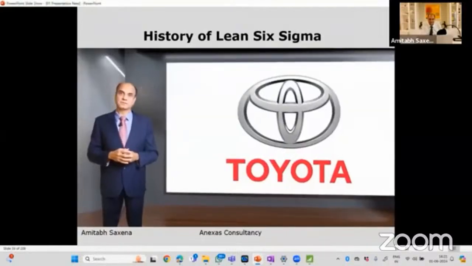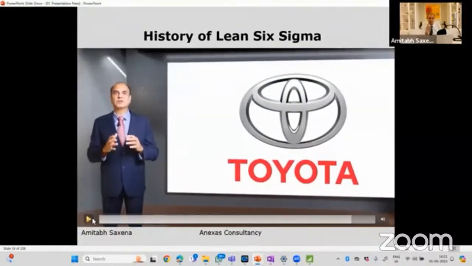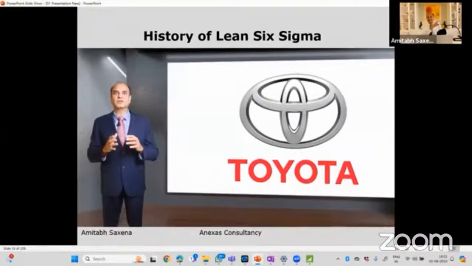Lean started in Toyota. So some of you, I will tell you the story, some of you were partially right. Lean started in Toyota and Six Sigma started in Motorola. Now, if someone asks me, what is Lean and Six Sigma? Simple words, one sentence answer. So the one sentence answer is improving the processes using a project approach.